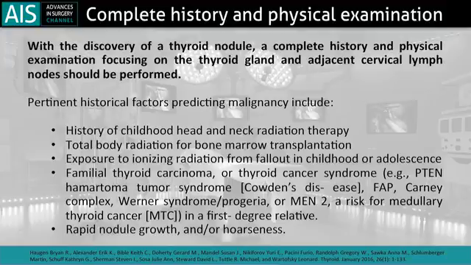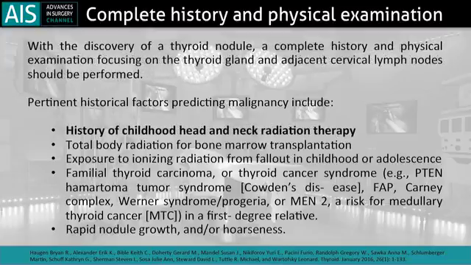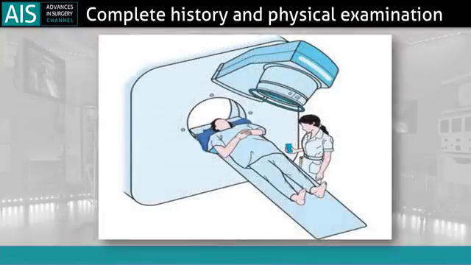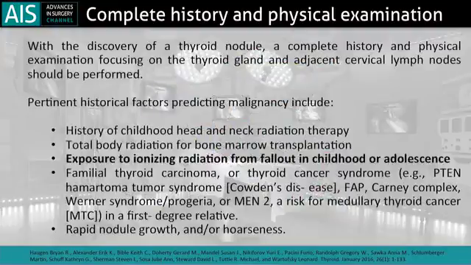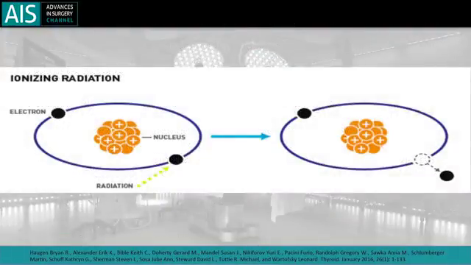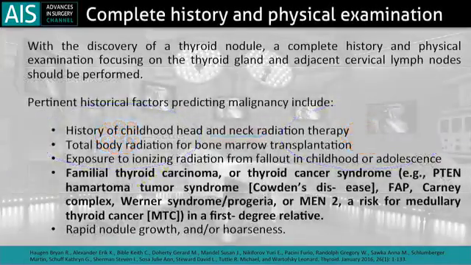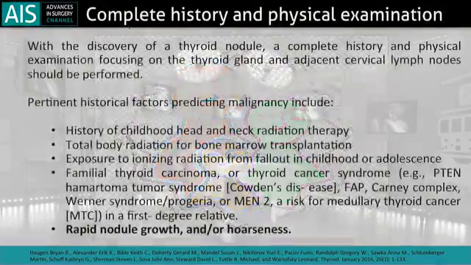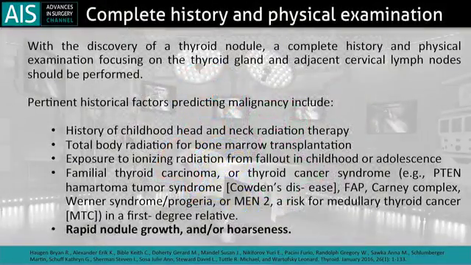Relevant historical factors predicting malignancy include history of childhood head and neck radiation therapy, total body radiation for bone marrow transplantation, exposure to ionizing radiation from fallout in childhood or adolescence, familial thyroid carcinoma or thyroid cancer syndrome in a first-degree relative, rapid nodule growth and/or hoarseness.